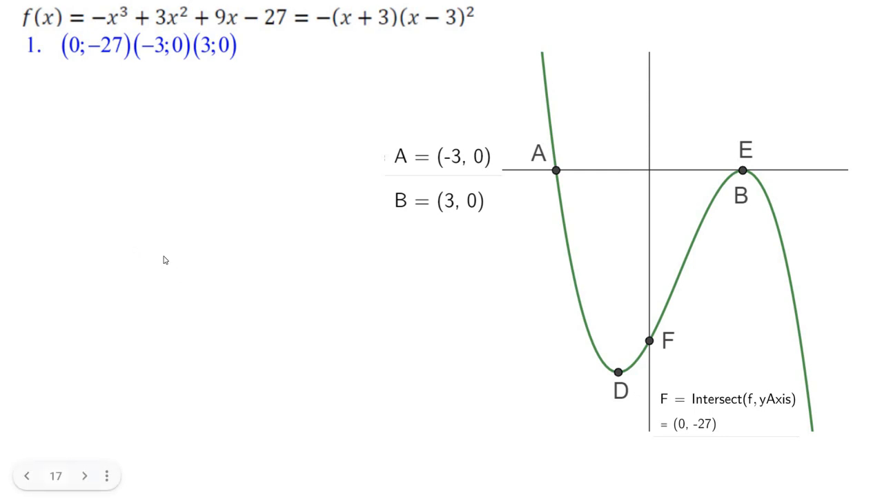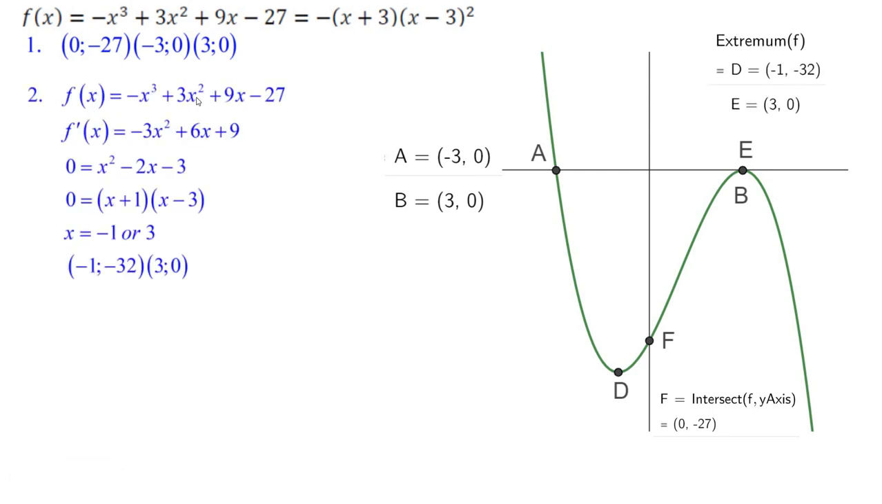I think the next question asks about the turning points. This D here and this E here, where they turn. That's where the gradient or the derivative is equal to 0. So we take the derivative, there's the derivative, minus 3x squared plus 6x plus 9. We make it equal to 0. Divide everything by negative 3. You'll make this question much easier. It turns into x squared minus 2x minus 3.